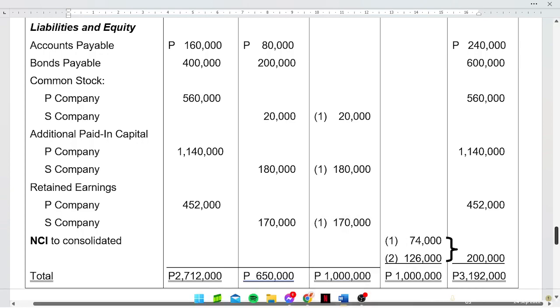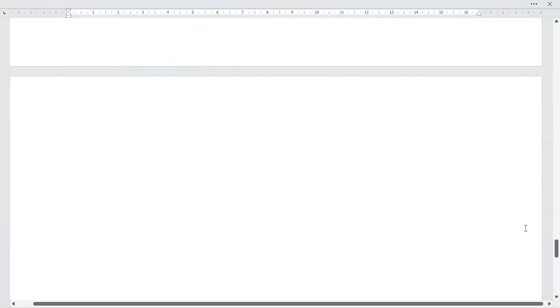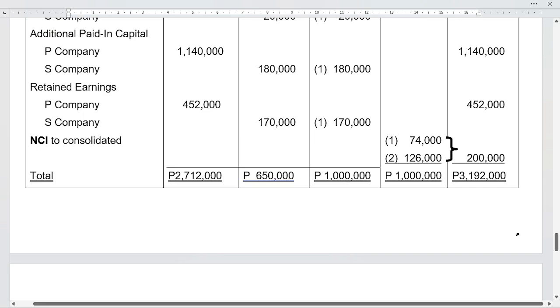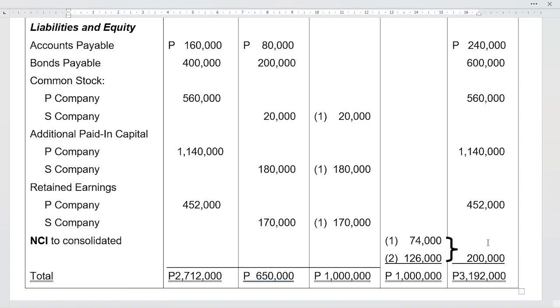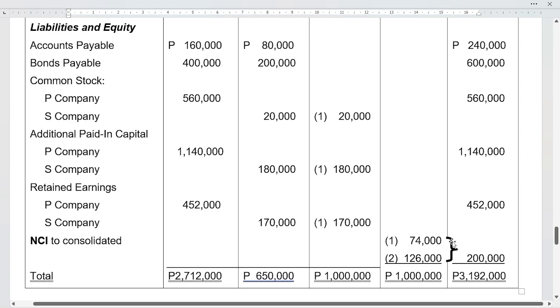Okay, tapos na yon. Oo. So, now, kitang-kita natin sa screen na yan, NCI to consolidated. Hindi na bine-breakdown kung magkano ang common stock, additional paid in capital, at retained earnings, no? Lump sum, nakikita the interest of the non-controlling interest.